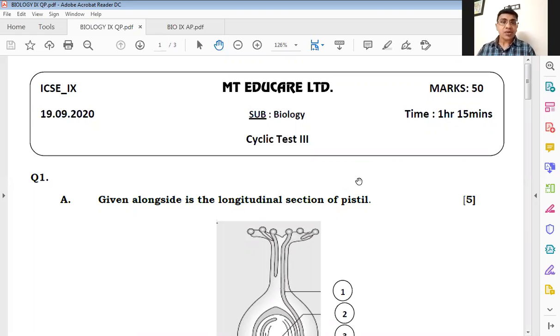We'll be discussing the answer paper of biology subject for cyclic test 3, right? So here on your screen you'll be able to see the question paper as well as the answer paper, and when I discuss the answers. So guys, let's begin.